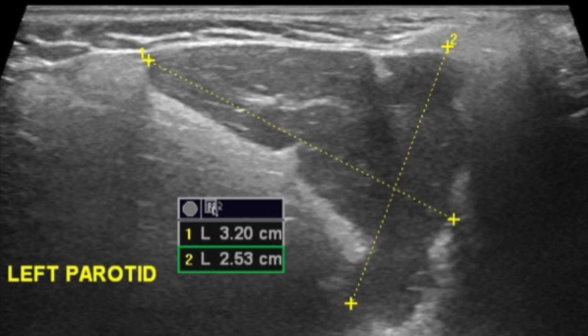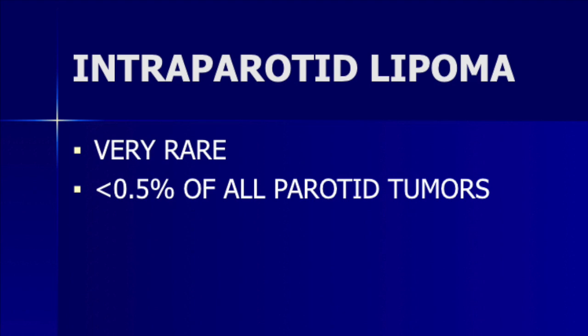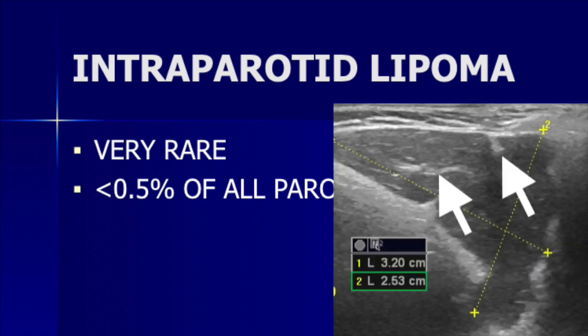So you're dealing with, even I first called it a pleomorphic adenoma, but on surgery it turned out to be an intraparotid lipoma, and that is why my subtle emphasis on that thin septae, which even I overlooked. It's very rare, less than 0.5% of all parotid tumors, but in hindsight, if you go to the images, you will realize that it does look like a lipoma rather than a pleomorphic adenoma.